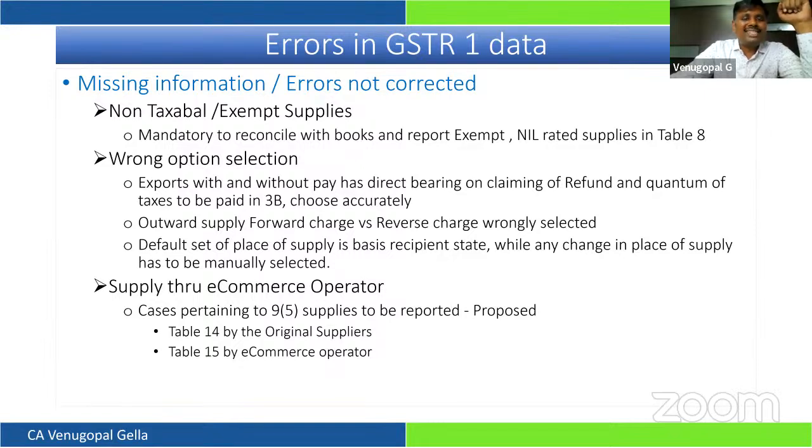When you are making sales through a reverse charge mechanism, like I'm a GTA, I'm a passenger transport service, I'm an advocate, in these services my outward supplies are taxable, but the recipient has to pay the tax. I have to make sure I tick that. If it is through an e-commerce operator, like I'm a restaurant on Swiggy, Zomato, or the Ola, Uber types, then there are separate reporting tables for those e-commerce operators. We should use those tables and do the reporting.